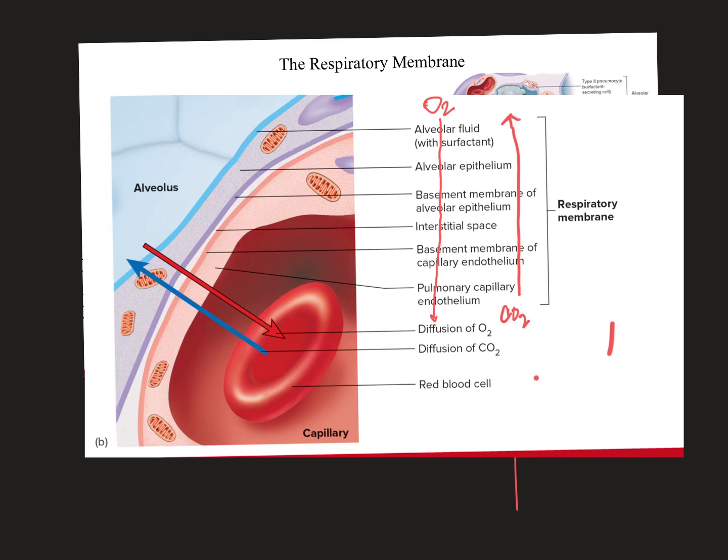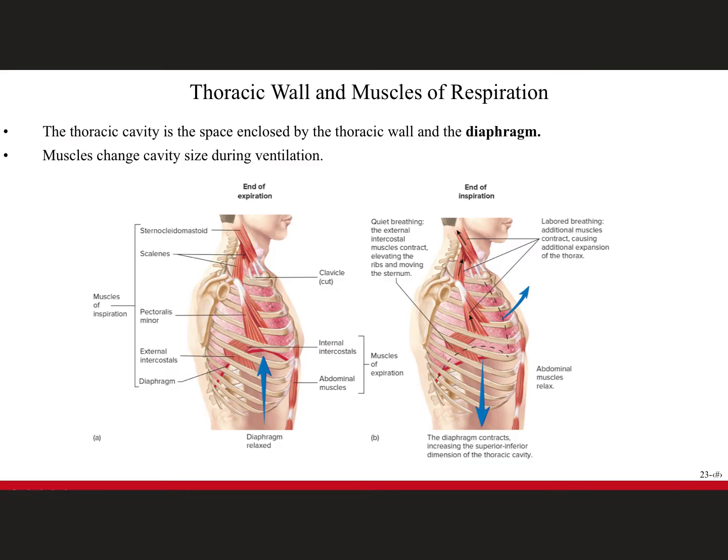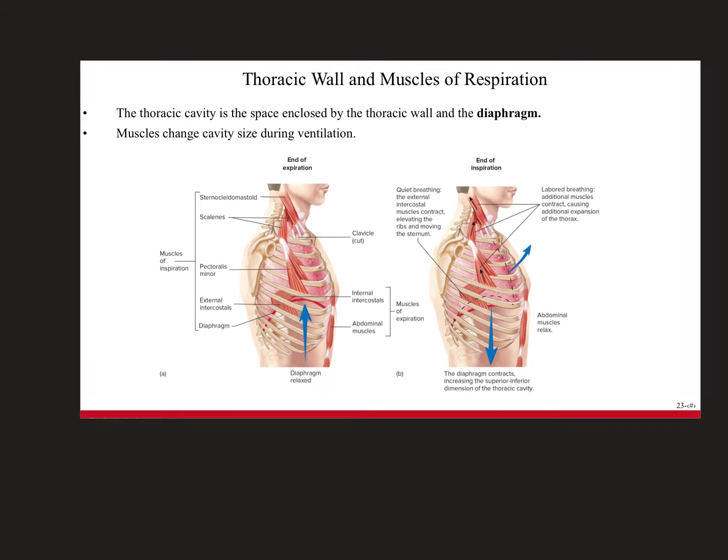It is really important that you know the parts of the respiratory membrane and which order they would be encountered by which molecule, by oxygen or carbon dioxide. Any questions about that? Moving forward.